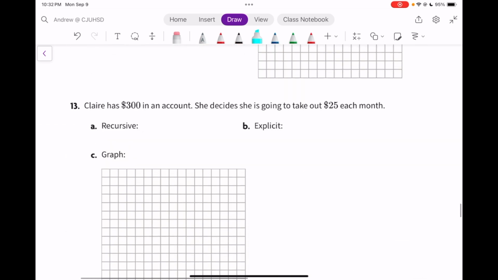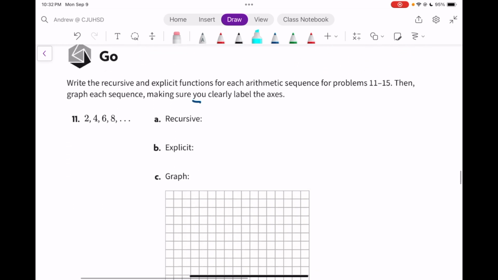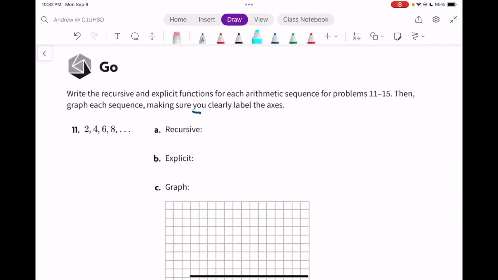Okay, one last time. Pause the video and try as much as you can before you get stuck on 11 through the end. And then unpause it and we'll go over the rest of these problems.